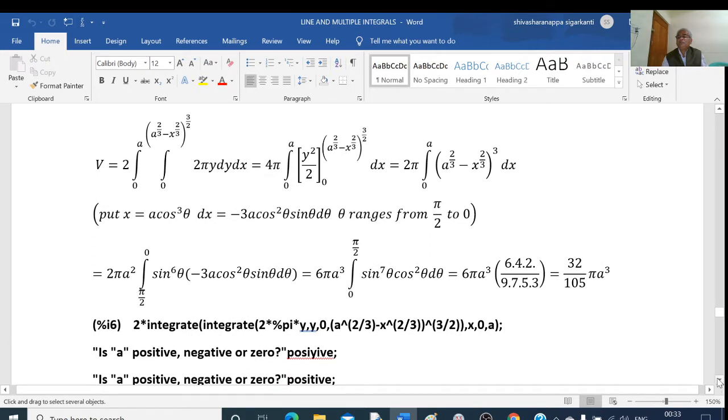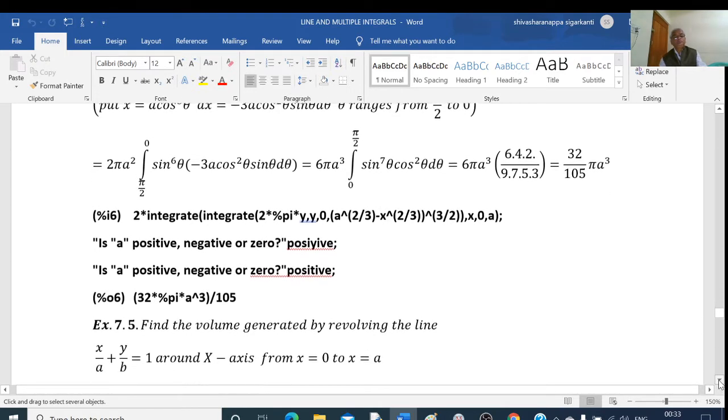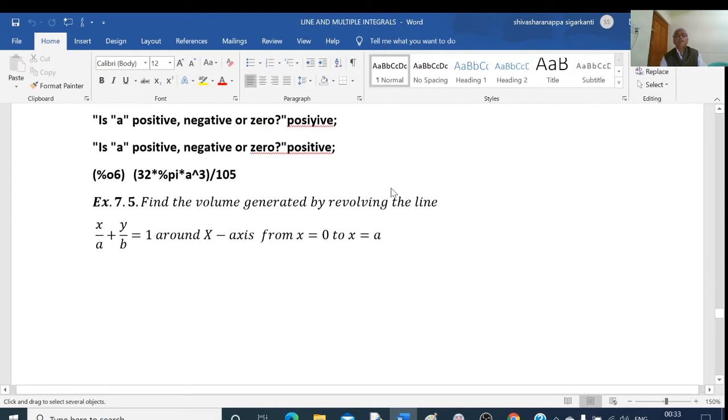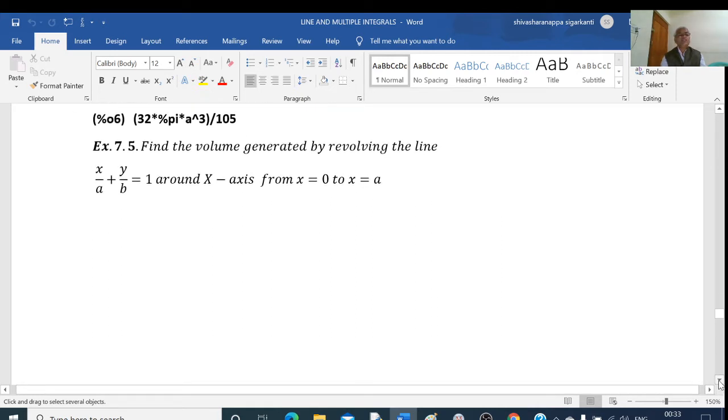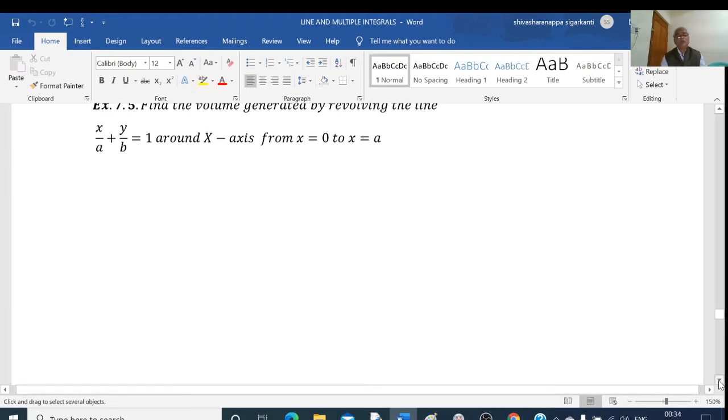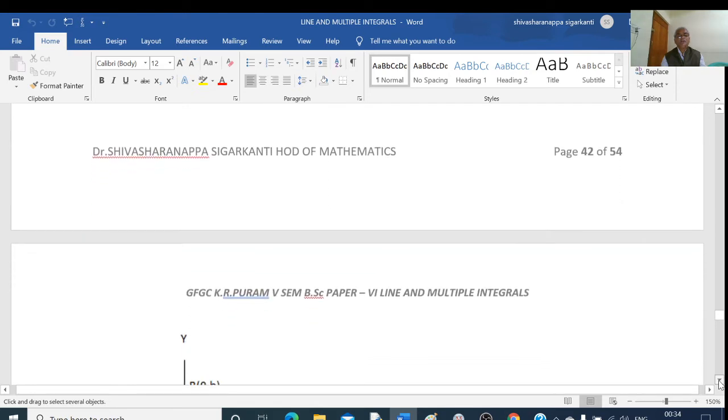Next example. Find the volume generated by revolving the line x by a plus y by b equal to 1 around the x axis from x equal to 0 to x equal to a. This is nothing but a straight line. X by a plus y by b equal to 1 is the straight line which makes x intercept equal to a and y intercept equal to b. So the straight line cuts the x axis at the point a comma 0 and the y axis at the point 0 comma b.